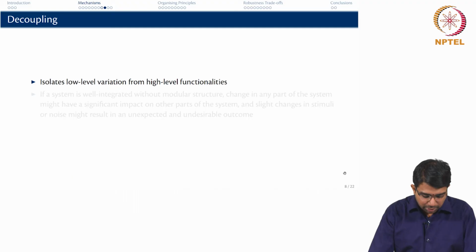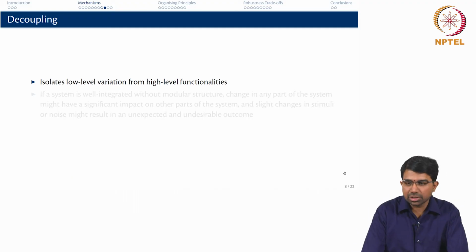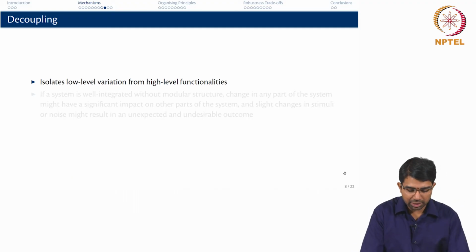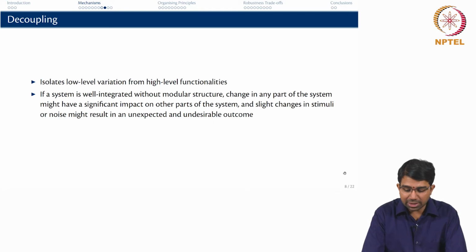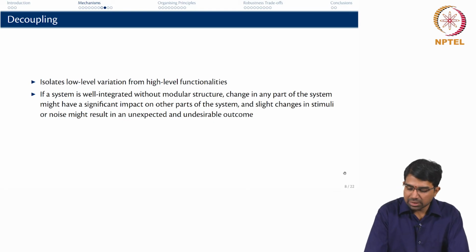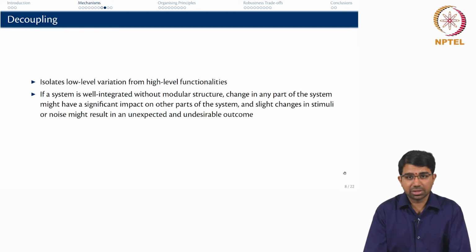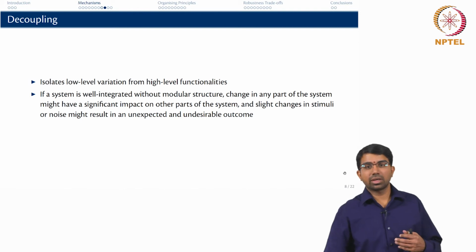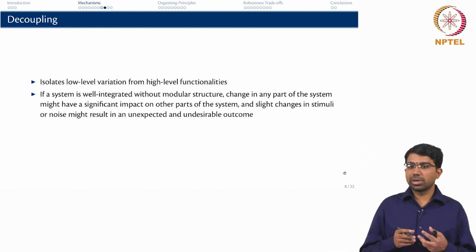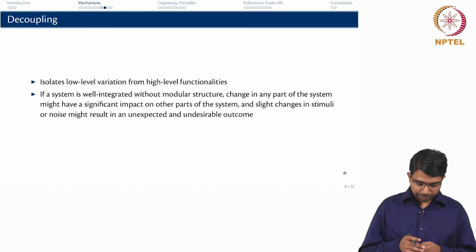So, decoupling. This isolates low level variation from high level functionalities. So, if a system is well integrated without modular structure, any small change in one part of the system might have very far reaching changes in other parts of the system, and this is problematic. So, a small noise might give you a very bad outcome and so on.